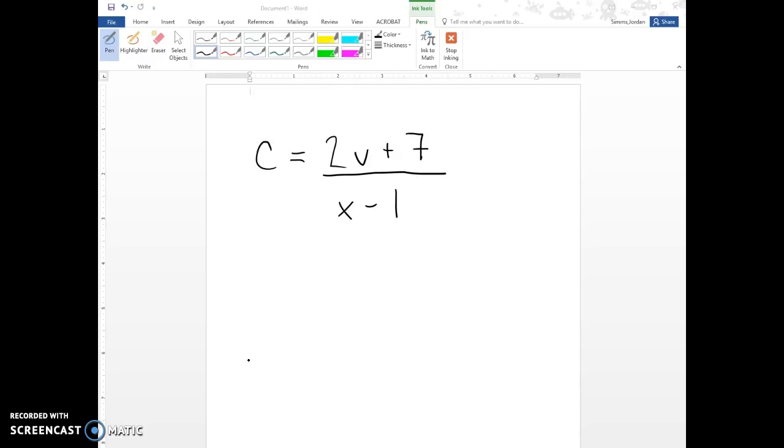Okay, so here's an example, and I literally just made this up, so the numbers might get kind of crazy. But let's say we're going to rearrange for v. Okay, so a little bit of a procedure, if you will, if we could just write the steps down.